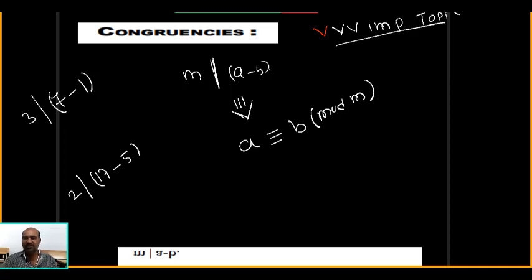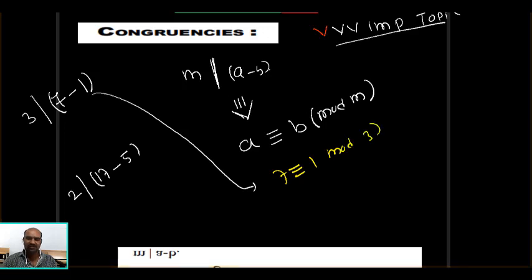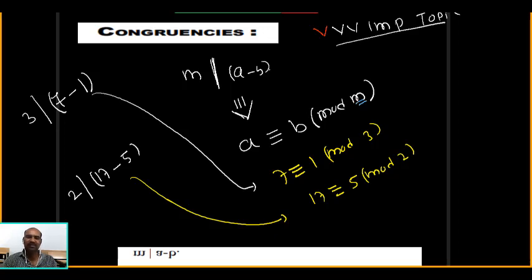What is the meaning of this notation? M divides A minus B. This I can write as 7 congruent to 1 modulo 3. This I can write as 17 congruent to 5 modulo 2. What is the meaning of A congruent to B modulo M? M divides A minus B, that's all.